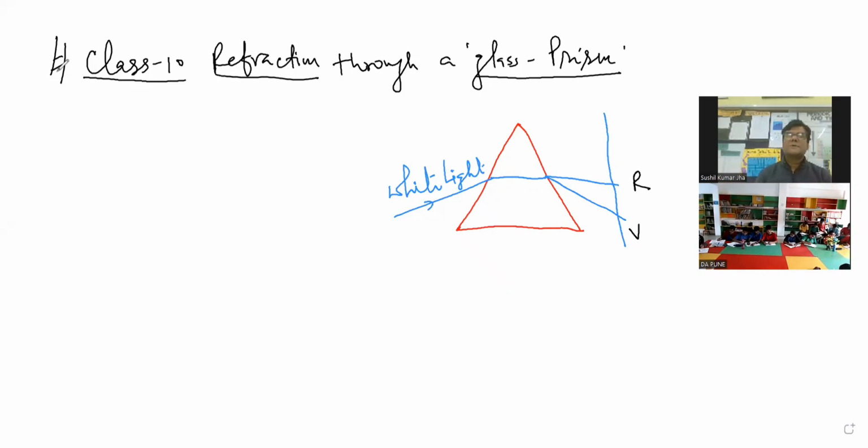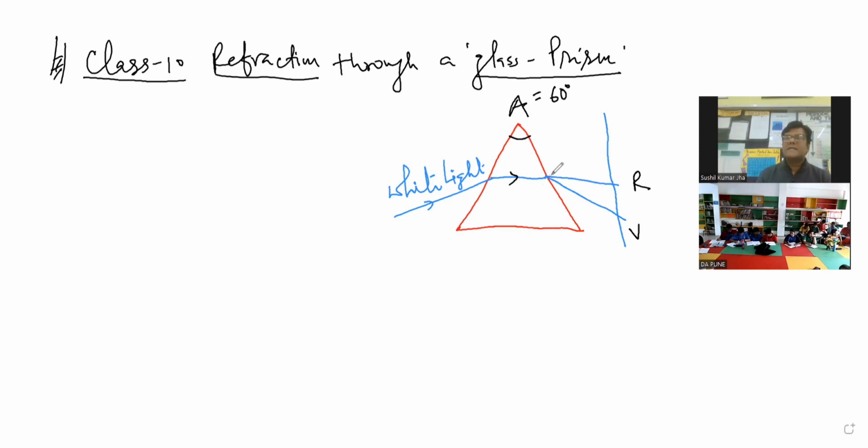Okay. So if you look into it, this is a triangular prism, and in that triangular prism we have this, which is called the angle of prism. Because it is equilateral, the angle of prism is always 60°. Now when light falls on one of its faces, because it enters from air to a denser medium, refraction takes place and it bends towards the normal.